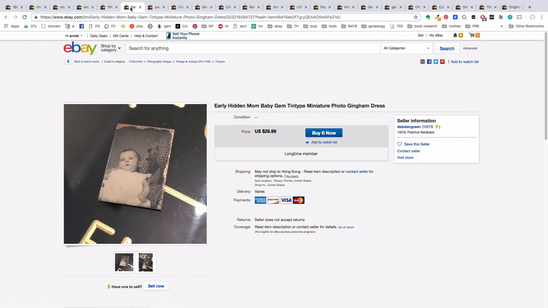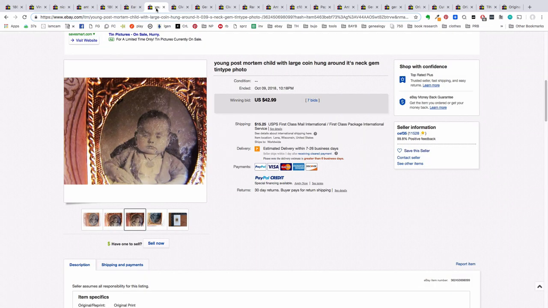Gem tintypes, or tintypes in general, didn't require such long exposures. They were longer than modern photos, but if it was bright, they were pretty quick. So you wouldn't necessarily need a support for the baby, except you need a support for the baby or it will fall over. So weird Victorian stuff, hidden mothers. Here we have just the arm, as if she's not there, except that she is. So there's that. There's another weird Victorian thing.